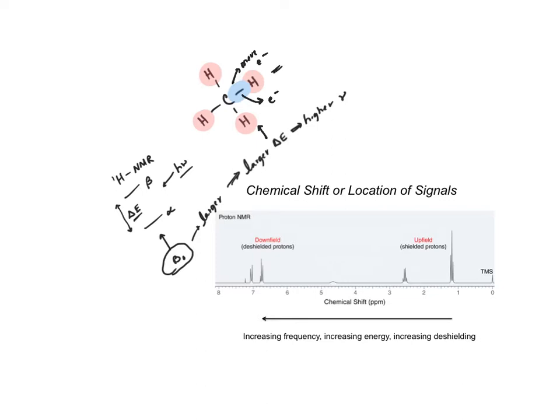So overall, because of that, we feel less of an external magnetic field, and because we feel less of a field there, we're going to have a smaller energy difference. We're going to absorb light at a lower frequency. So this thing overall was something called shielding. And so the more electron density around those nuclei, the more shielded they were, the lower the frequency of light at which we're actually going to see absorbance.